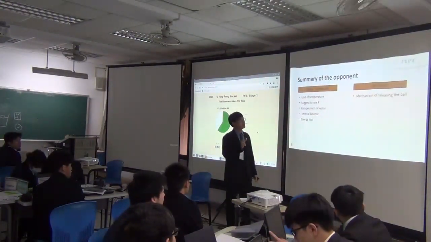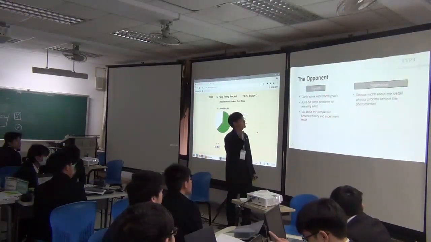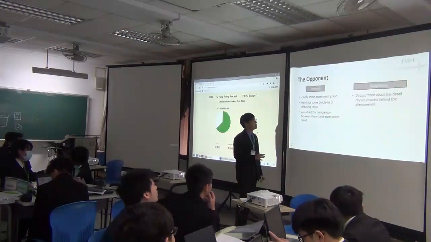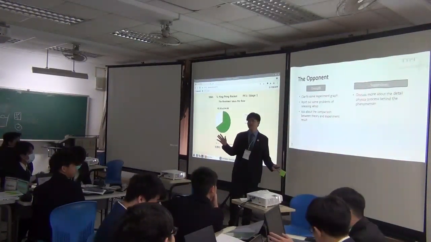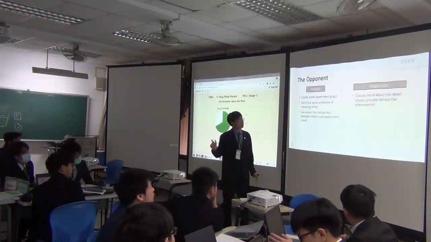And in the experiment, they talk about the mechanism of releasing the ball. And I think he has verified some experimental graphs and pointed out some problems of the release setup, and he asked about some comparison between the theory and the experiment result. And I think he can discuss more about the detailed physics behind the phenomenon.